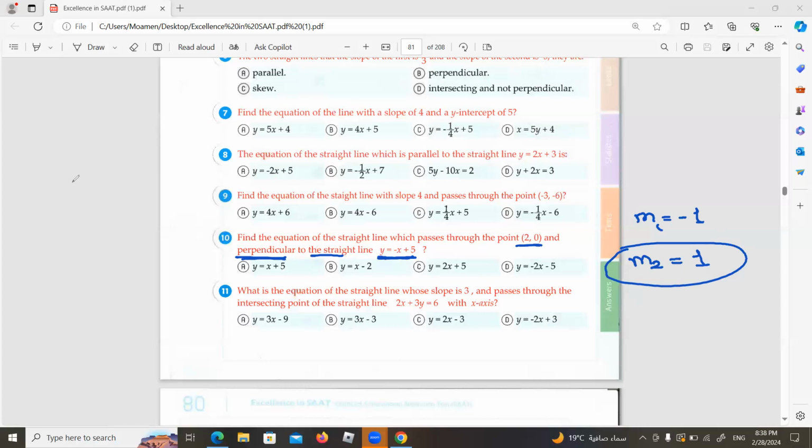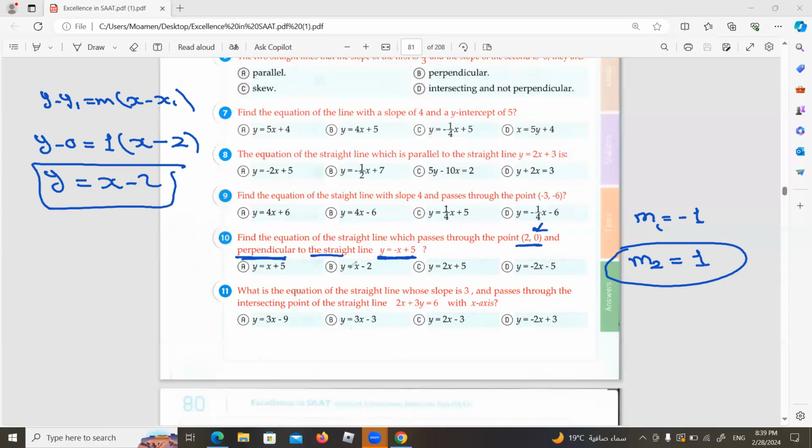Okay. And the point, Mister, in the same way. So I just write here y minus y1 equals m times x minus x1. So y minus y1, it means the point. The value of y here is 0, so I just write minus 0. Okay, no problem. And then our slope is 1, x minus 2. Excellent. Just write y equals x minus 2, since 1 multiplied by any number is still the same. So this is our answer: y equals x minus 2, which is letter B.